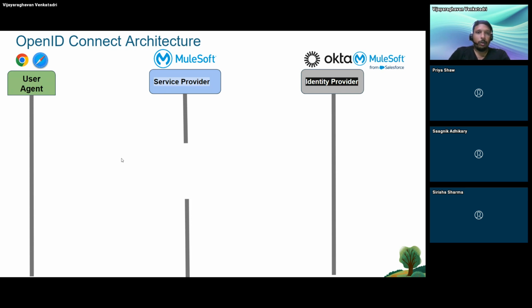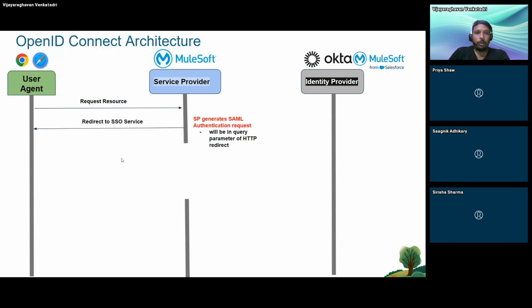So let's take the same approach here. As a user, I want to sign up in the Anypoint platform. As soon as I do it, the service provider, which is the MuleSoft Anypoint platform, redirects me to the browser, and the browser again redirects to the identity provider. So it is an initial HTTP redirect. It creates a SAML authentication request, and that request will be part of a query parameter included in the HTTP redirect URL, which will be sent to the identity provider.